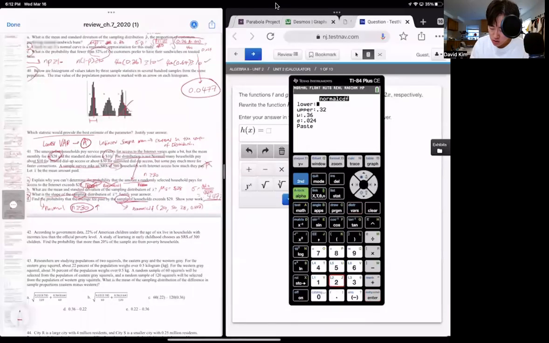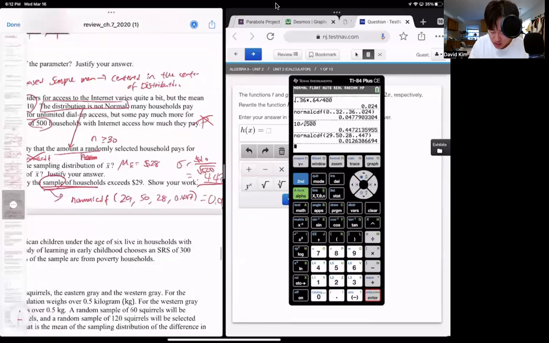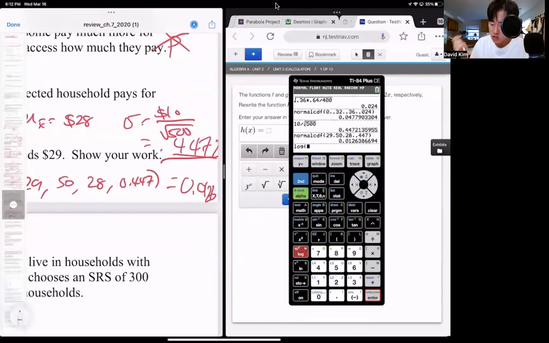Second vars, normal CDF, lower is 29, that's 50, 28.447 with the standard deviation. Paste that. All right, so we get about 0.0126. Sorry, I'm running out of space, but you get the idea. 0.0126. And I believe that should be the correct answer for 41 part D.